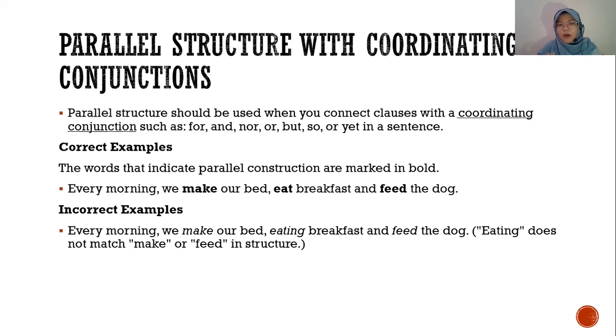Every morning we make our bed, eating breakfast, and feed the dog. If you pay attention to the word eating, this uses verb-ing, but the others use base verb, and this means that this sentence is not equal in structure. So this is an incorrect example of the parallel structure.